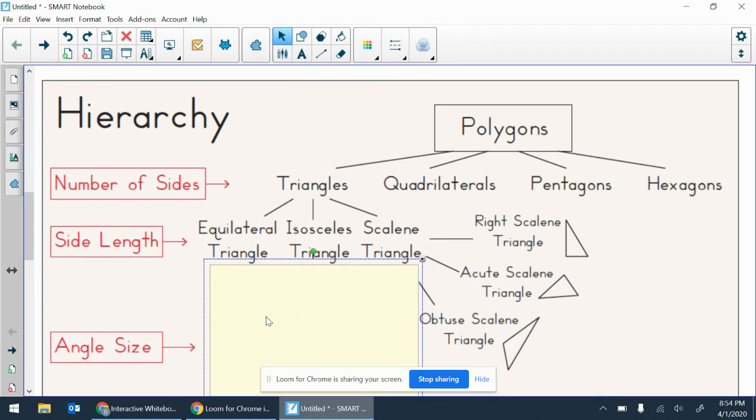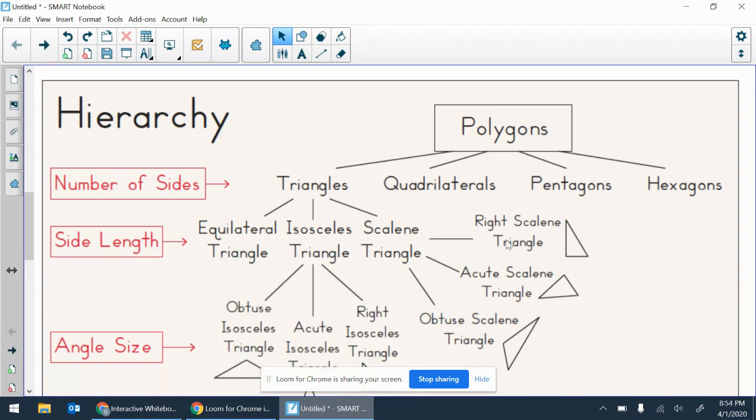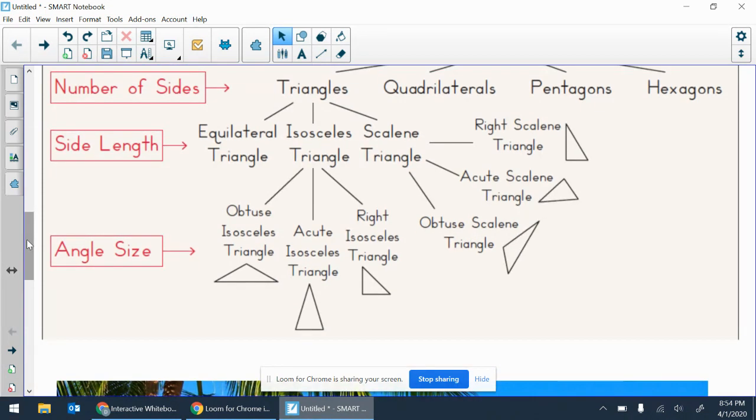Now, if we move over to those isosceles triangles, let's scroll down a little bit here. If we look at our isosceles triangles, you will notice that, again, we have a right triangle, an acute triangle, and an obtuse triangle. But what do they all have in common, boys and girls? That's right. They all have two side lengths that are the same. That's what makes them isosceles.